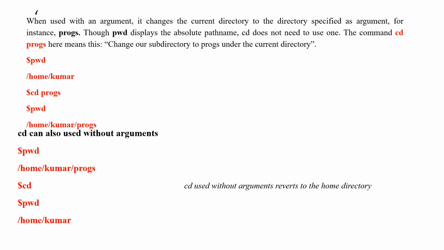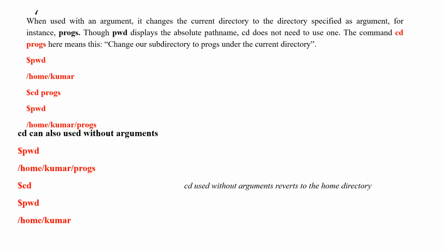The cd command is also used in two different ways. One is with an argument, the second one is without an argument. When used with an argument, it changes the current directory to the directory specified as the argument. For instance, you write the subdirectory progs. Through the pwd command, display the absolute path name. The command cd progs means change to the subdirectory programs under the current directory.